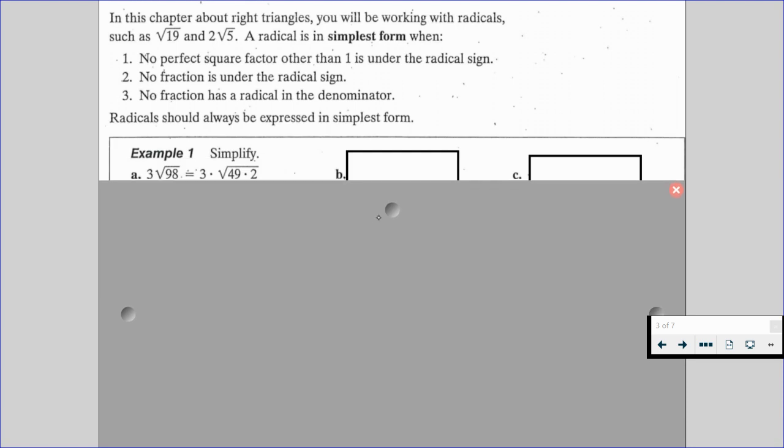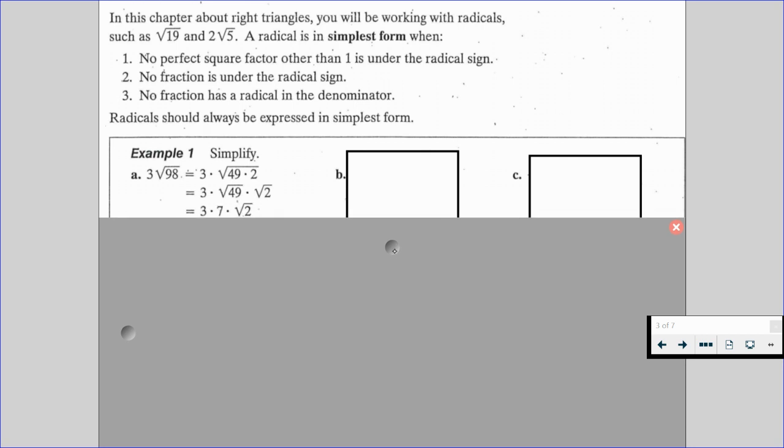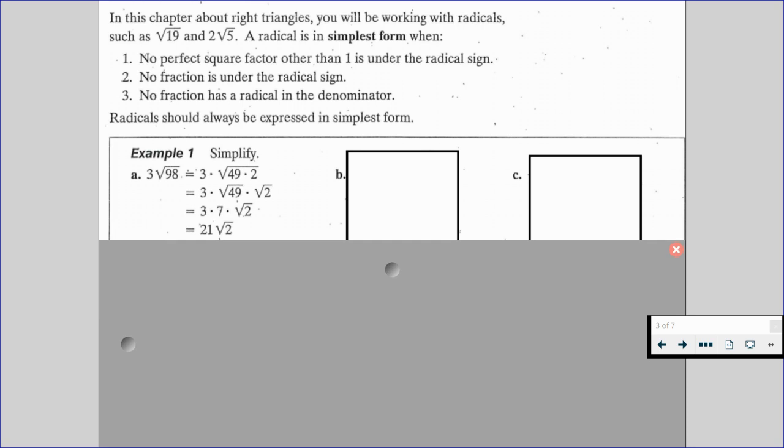In example number 1, we are asked to simplify three given radical expressions. We have 3 root 98. That's the same thing as saying 3 times the square root of 49 times 2, because we are allowed to break up into factors underneath a radical. Once we break up the factors, we can break them up into two separate radicals as we are multiplying. So we have 3 times the square root of 49 times the square root of 2, or just root 2. We know the square root of 49 is 7, so we have 3 times 7 times root 2. And we can simplify down to get 21 root 2.